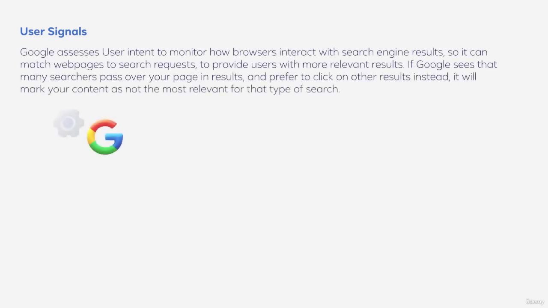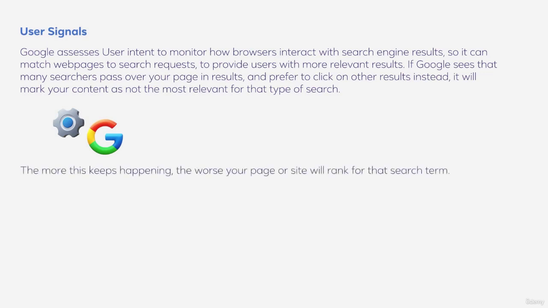User signals. Google assesses user intent to monitor how browsers interact with search engine results, so it can match web pages to search requests to provide users with more relevant results. If Google sees that many searchers pass over your page and results and prefer to click on other results instead, it will mark your content as not the most relevant for that type of search. The more this keeps happening, the worse your page or site will rank for that search term.